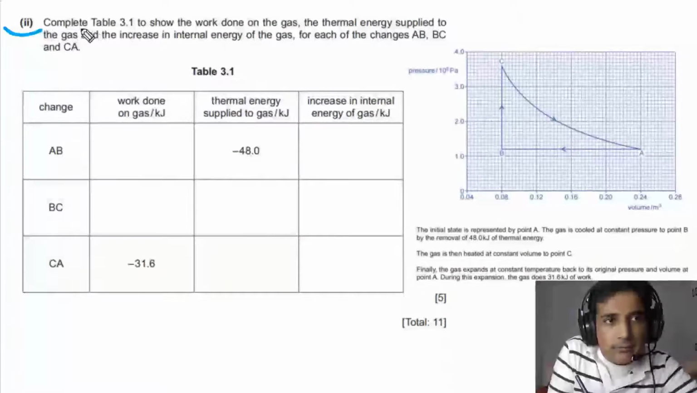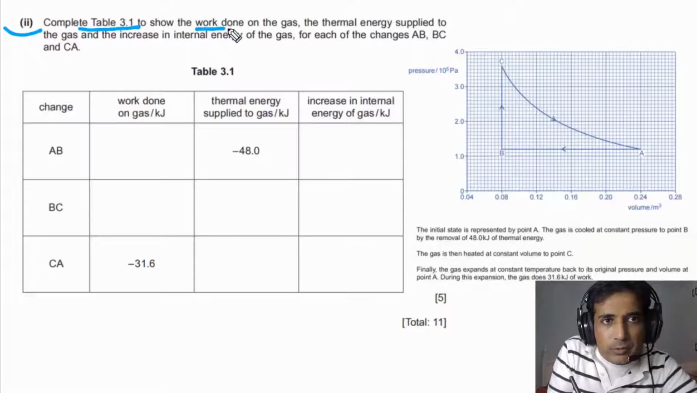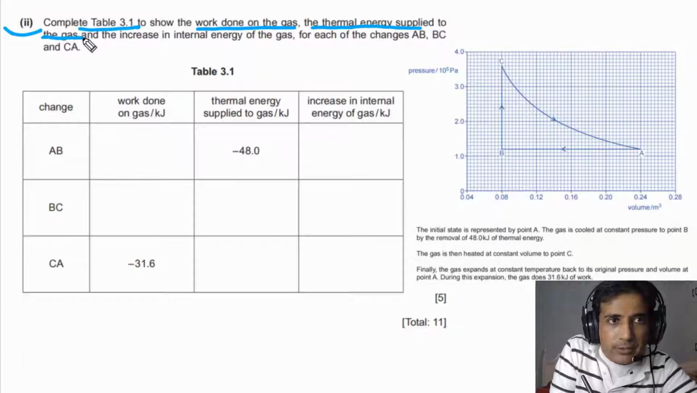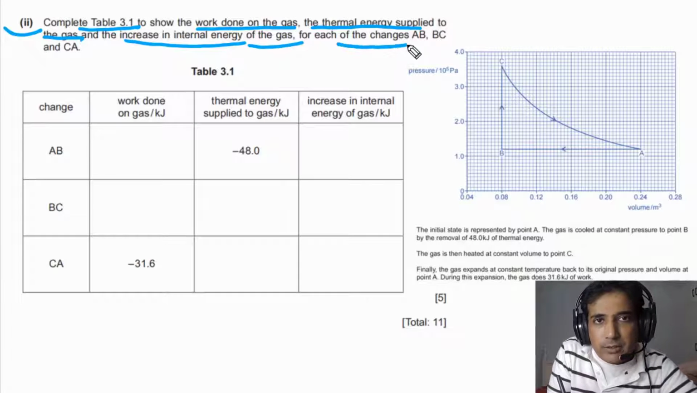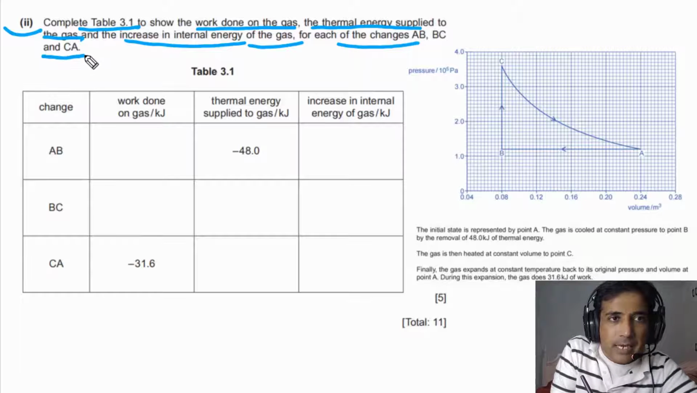For the second part, we need to complete table 3.1 to show the work done on the gas, thermal energy supplied to the gas, and the increase in internal energy of the gas. For each of the changes AB, BC, and CA.